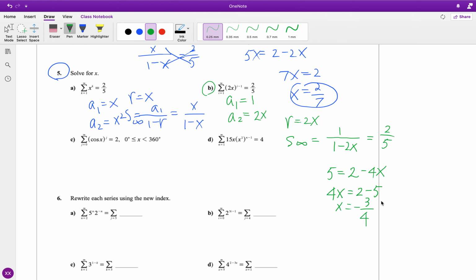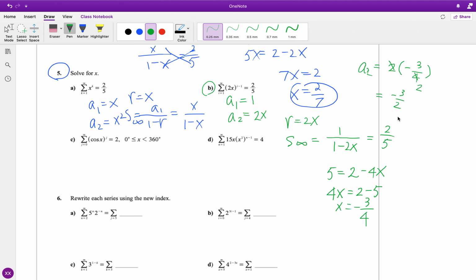So in this case, negative 3 over 4, that means my A2 equals 2 multiplied by negative 3 over 4, and then cancel this one. So my A2 now equals negative 3 over 2.